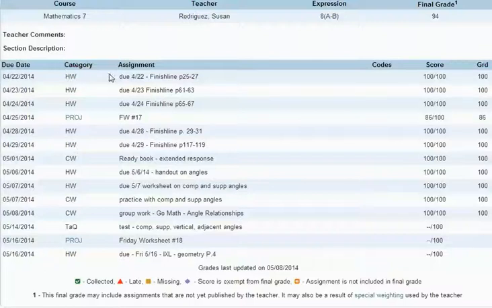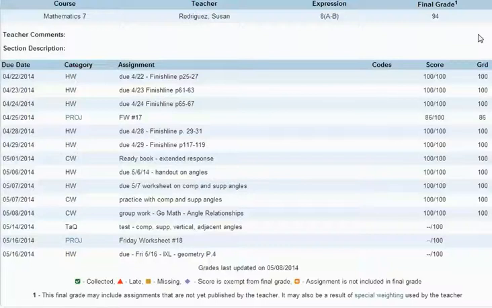The homework assignment for the day is listed here, the date that it's due, the pages or the assignment, and the score. So for this particular assignment, the students got 100 out of 100 possible points. It shows all the homework, any project grades, any classwork grades, and test and quiz grades are also listed. The final grade of 94 here means that up until this point in the school year, the student has a grade of 94 for math.